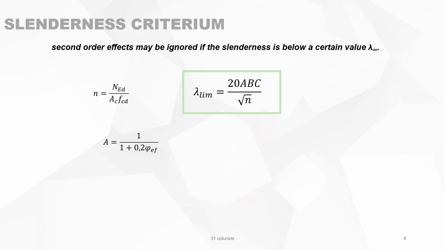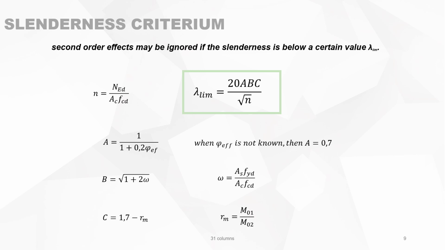A is a factor taking into account the effective creep. When the effective creep is not known during the lifetime or during the period that you consider this column, then you can take it as 0.7. B is dependent on the reinforcement, the mechanical reinforcement ratio. And C is dependent on the moment distribution. The moment distribution is M01 on top divided by M02 on the bottom, and M02 is the largest in absolute value.